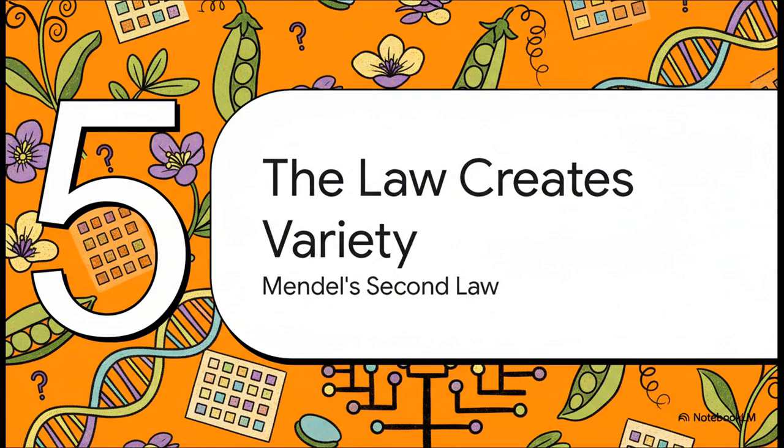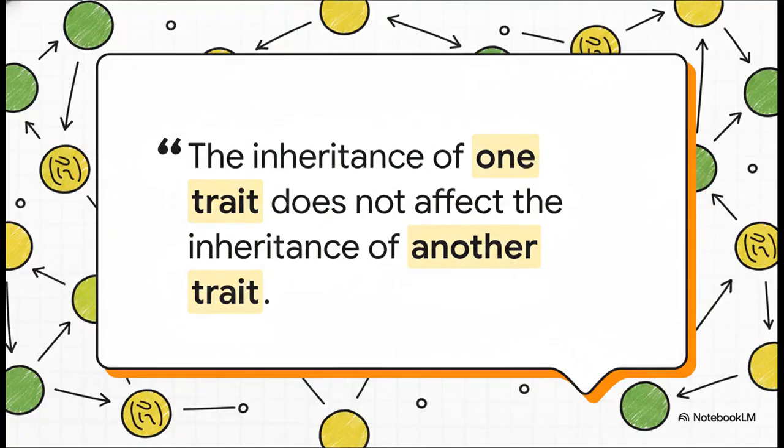And that very idea, that these traits behave independently and follow the laws of probability, led Mendel to one of the most important discoveries in all of biology. He called it the Law of Independent Assortment. It's a fancy name for a really simple, powerful idea. Inheriting the gene for seed shape has absolutely zero effect on inheriting the gene for seed color. They are sorted out completely on their own.